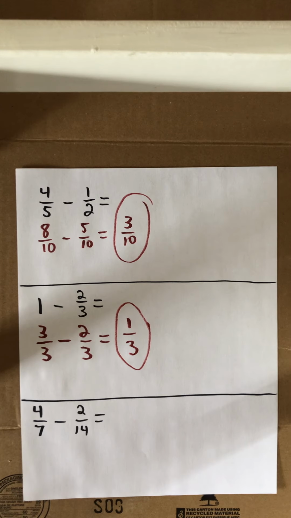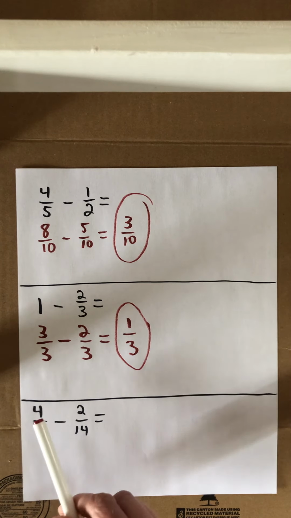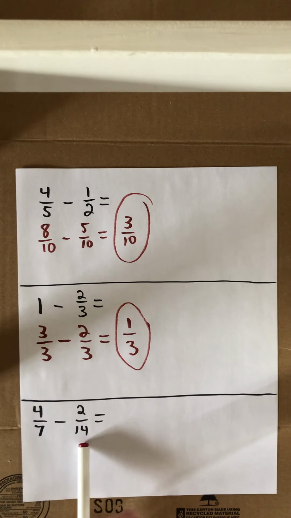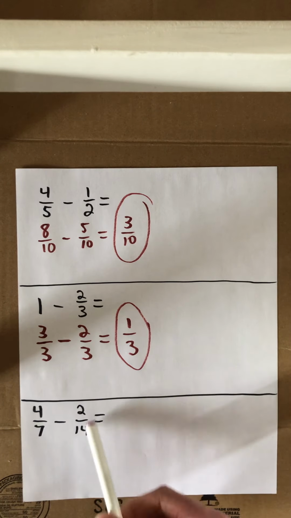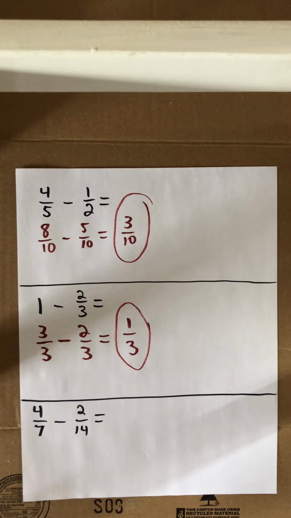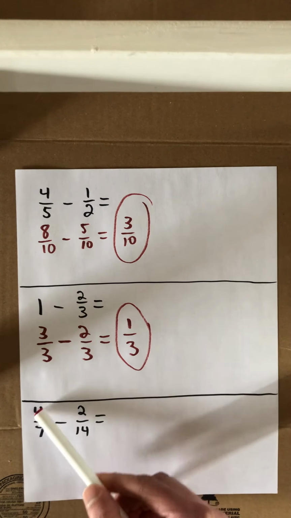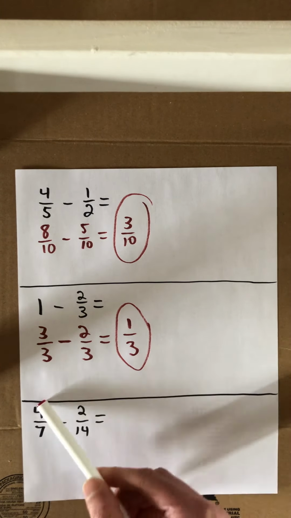Our last one here, 4 out of 7, take away 2 out of 14. Once again, I might notice that rather than multiplying top and bottom by 14, which would be a tougher math problem, and top and bottom of this one by 7, which again is not great, instead I could just multiply top and bottom of this one by 2, and that would make it out of 14. So let's do that instead.